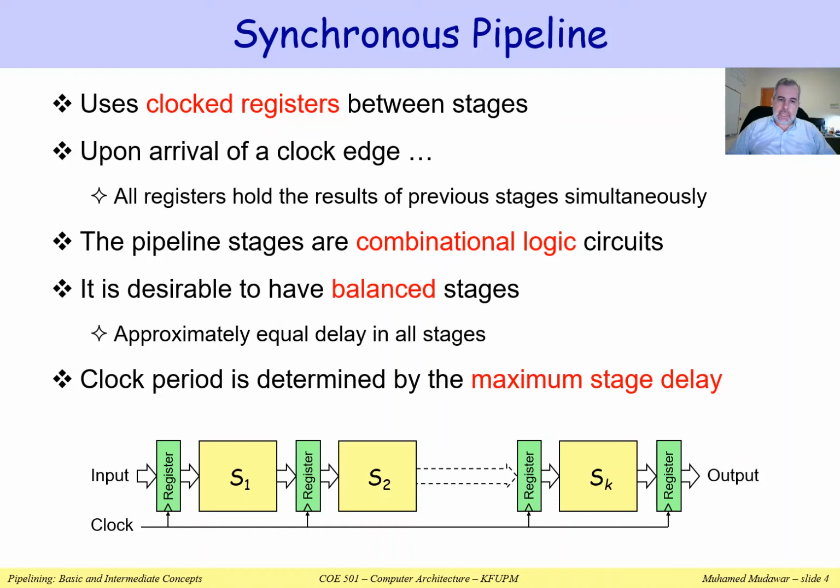Each register receives its input from the previous stage and provides its output to the next stage in the pipeline. Now it's very much desirable to have these stages balanced, because if they are not balanced, then the stage that has the longest delay will be a bottleneck in the pipeline, and it's going to increase the clock cycle. So the clock cycle, or the clock period, is determined by the maximum stage delay.